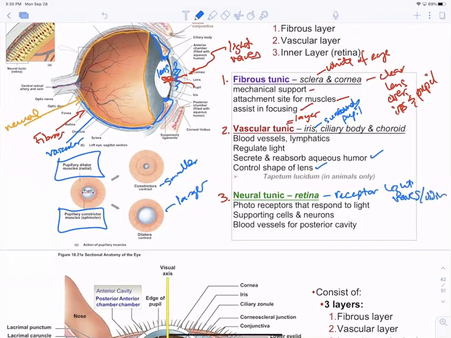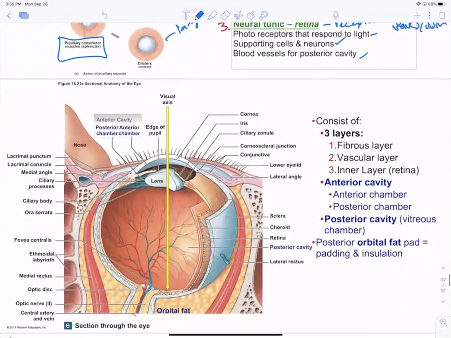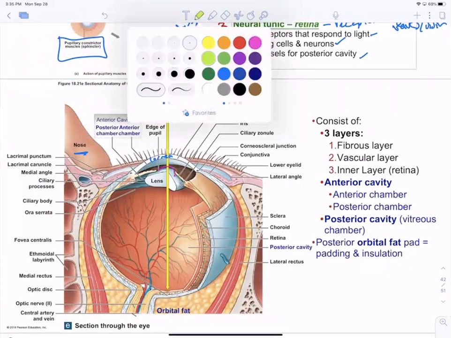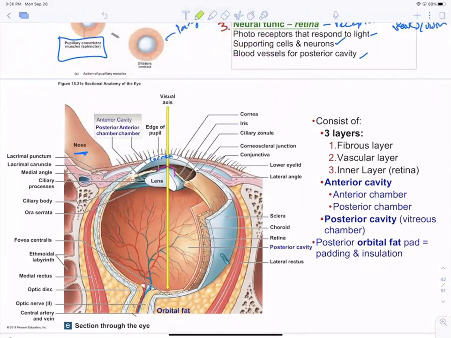And so this is in the back innermost area, and they have photoreceptors that respond to light waves. There's also supporting cells and then blood vessels. So when you're looking directly, here's your nose, and the visual axis is bringing these light waves in. The cornea, which is here, bends the light waves to go through the pupil, right? And so this right here is the pupil. And then the lens sits behind the pupil, and the lens then bends the light waves even more to focus the light waves here in what's called the fovea centralis.